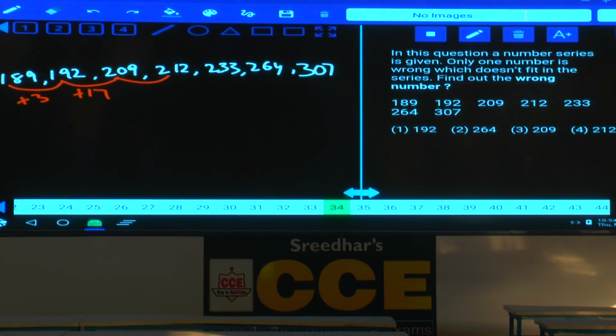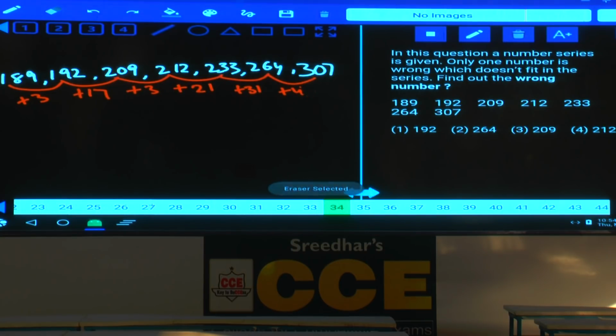And the next difference between 209 and 212. Tell me what is the difference here? 9 and 12, here again the difference is 3. 212 and 233. Tell me what is the difference here? The difference is 21. And next one 233 and 264. Tell me what is the difference? 31. And 264 and 307, 36 plus 7, that is 43. Now the difference between the last two numbers is 43.